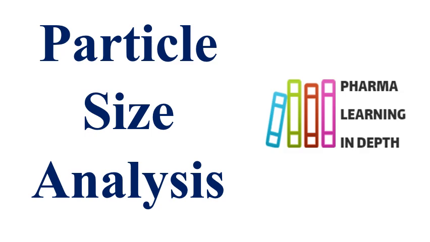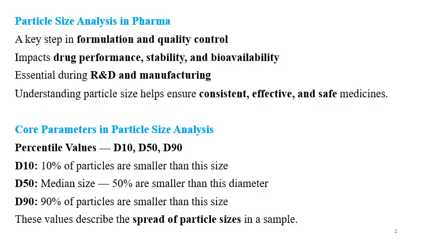Particle size of the API affects the manufacturability. So it is a critical material attribute. We should understand some terminologies regarding the particle size analysis, particle size, and the particle size distribution. The video is related to some basic terms that we should understand.